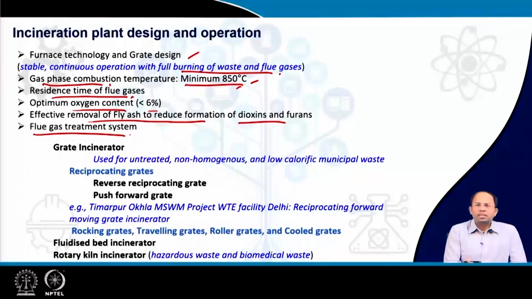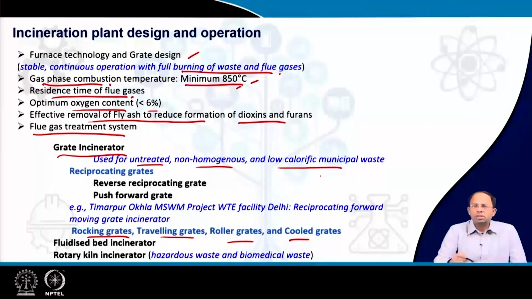The different kinds of incinerators you can see are grate incinerators: rocking grates, traveling grates, roller grates, and so on. These are different designs. These are used for untreated, non-homogeneous and low calorific municipal waste. So as we have told earlier, incineration can happen with low quality waste as well. Then the reciprocating grate is one specialized design of grate incinerator, where reverse reciprocating grates and push forward grates are two types of grates.